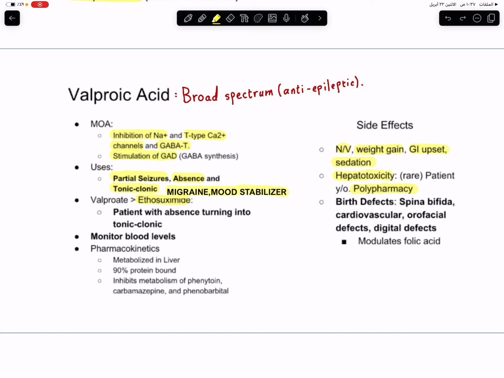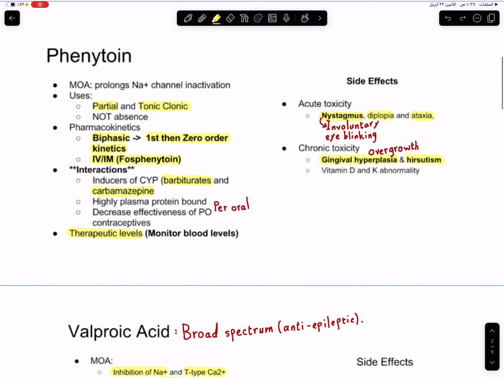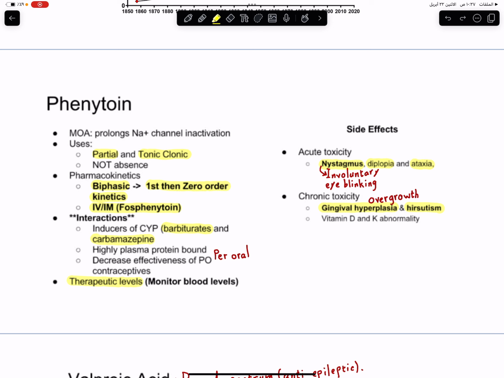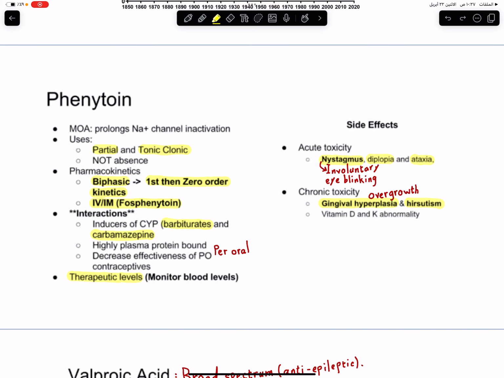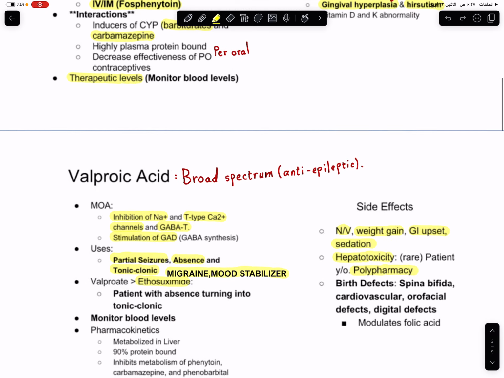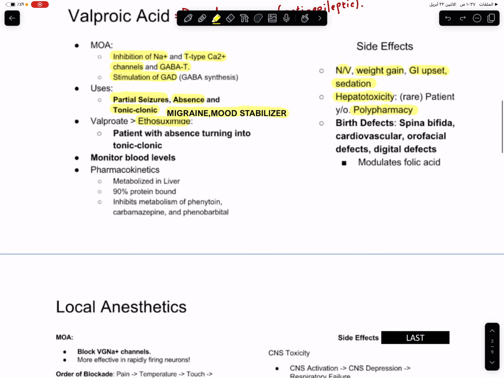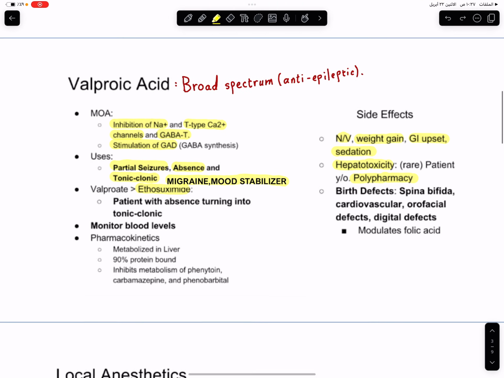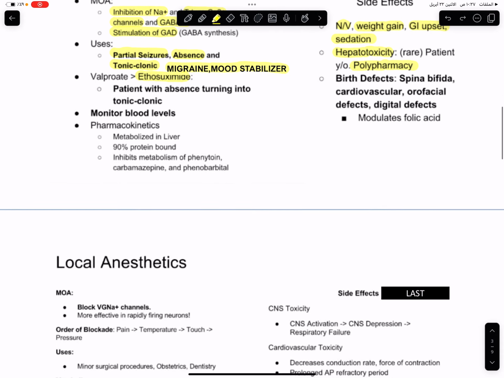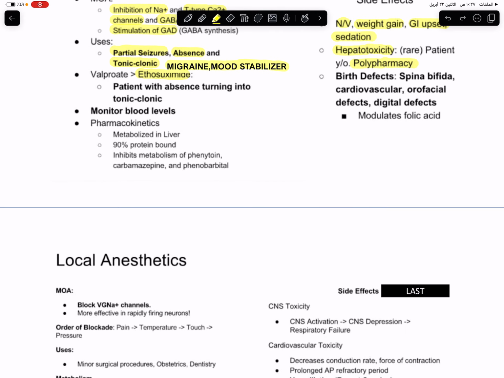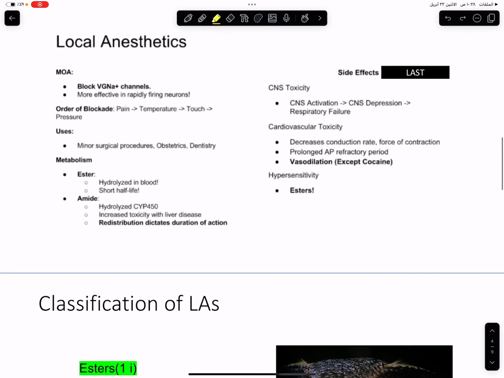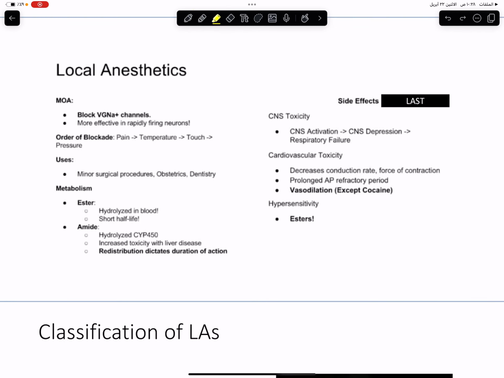Again, both are important for you, valproic acid as well as phenytoin. While phenytoin, one of the side effects is directly related with your clinics. Similarly, one of the side effects of valproic acid, orofacial, is directly related to your clinics. Valproic acid is very commonly used for epileptic patients, but with a very important contraindication that it should be used carefully in females. Okay, now we come to our last topic, that is local anesthetics and general anesthetics.